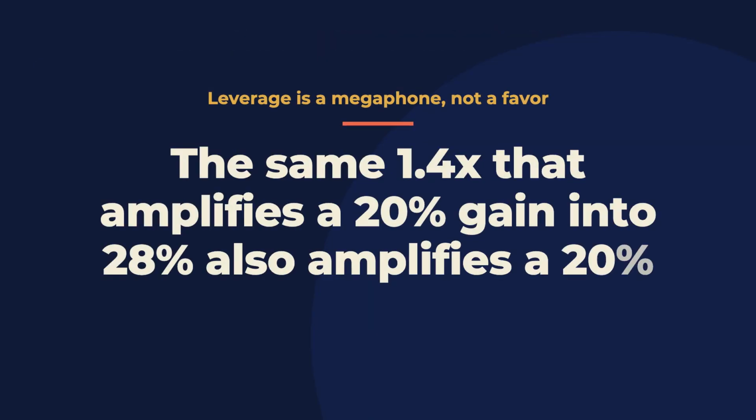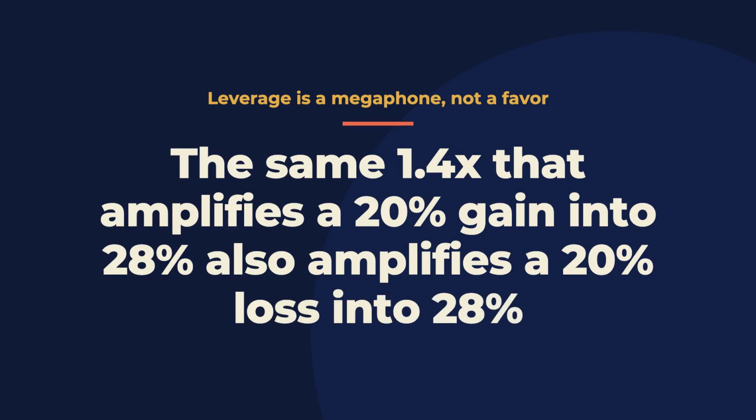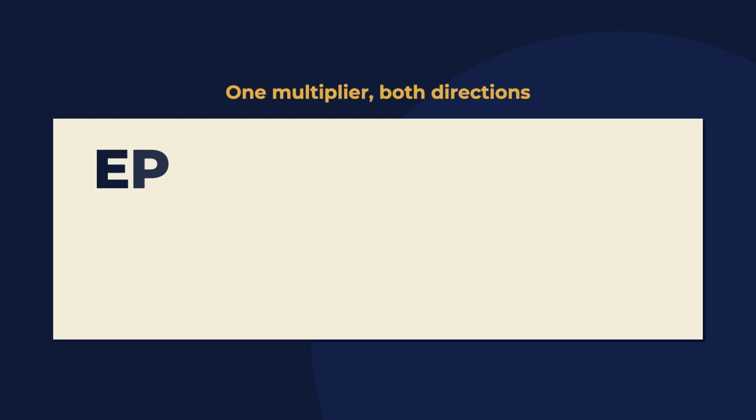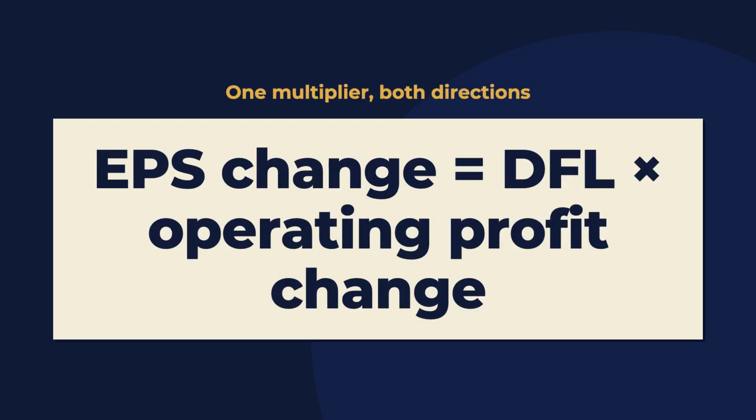This symmetry is the whole point. The same 1.4 that turns a 20% operating profit gain into a 28% earnings gain turns a 20% loss into a 28% loss. Financial leverage doesn't favor the upside. It magnifies whichever direction operating profit moves. When a scenario gives you a degree of financial leverage and an operating profit change, multiply and keep the sign. That single step translates the operating swing into the larger earnings swing the firm's debt produces.